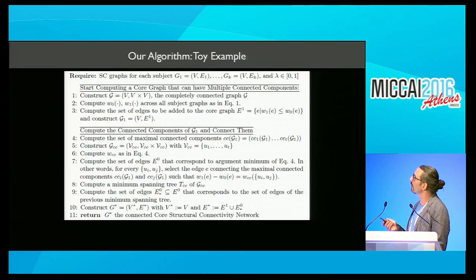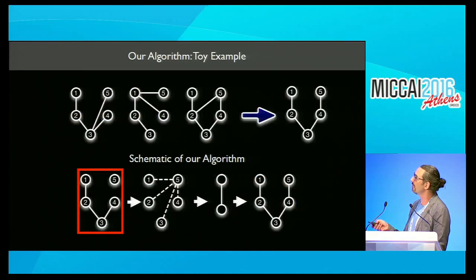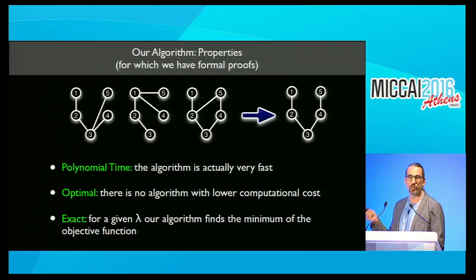So for this, we have an algorithm, which I'm not going to go through. You can get the details in the paper, or we can discuss them later. But what it basically does is it starts with the graph optimized by minimizing the cost function that I presented before, detects the disconnected subgraphs that you can find, and then finds a way to connect them back. And finally, we get our structural core connectivity network. So interestingly, when you bring everything to the realm of computer science or graph theory, you can have guarantees of the algorithms that you cannot find in other types of formalisms.